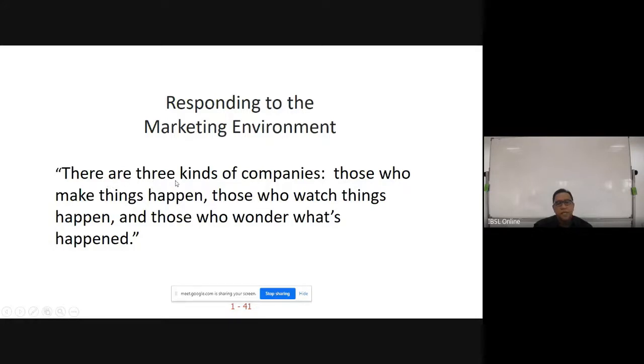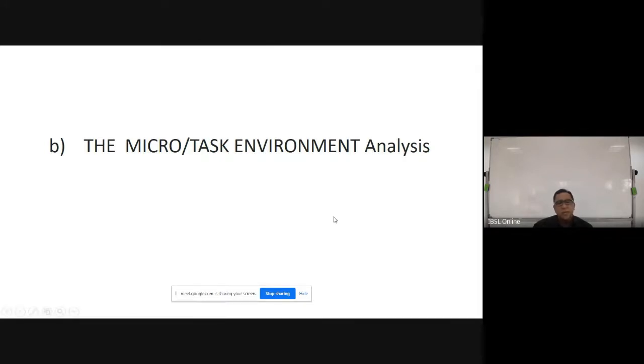So basically, there are three kinds of companies: those who make things happen, those who watch things happen, and those who wonder what has happened. So which type of company do you want to be? Those who make things happen. To become somebody who will make things happen, you need to respond to the marketing environment very objectively and understand it thoroughly. Under the marketing audit, your macro environment analysis will help you to understand those factors, that is political, economic, social, technological, ecological or environmental, and legal factors to a great extent, because you are assessing the impact of each and every factor in the macro environment.